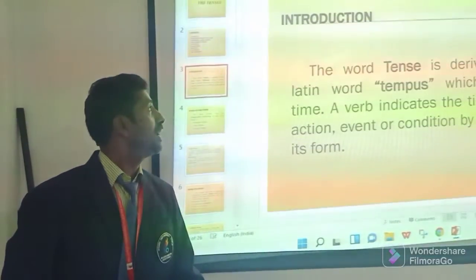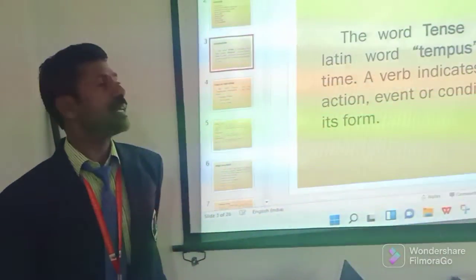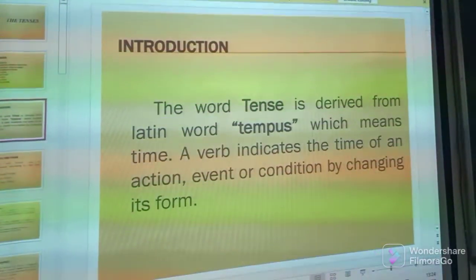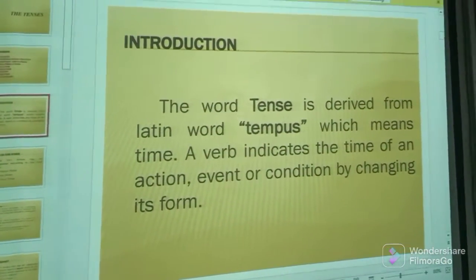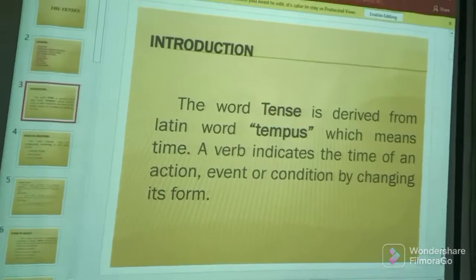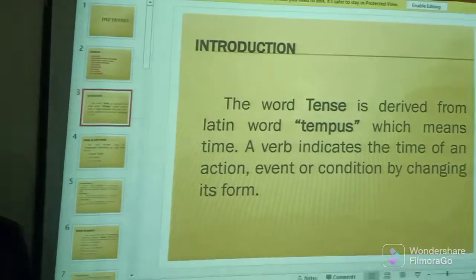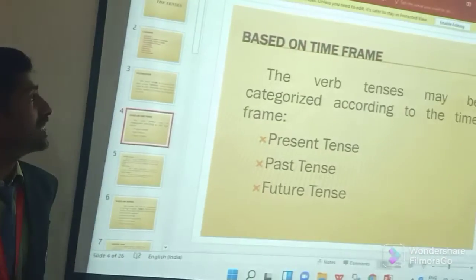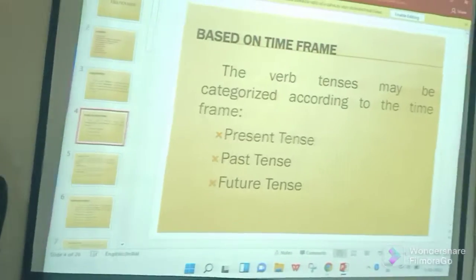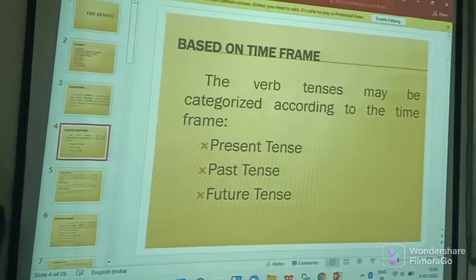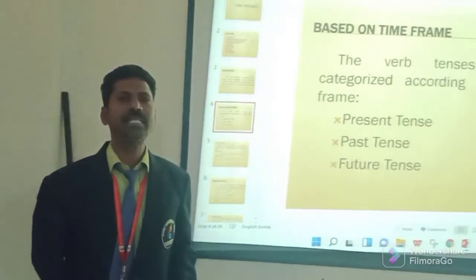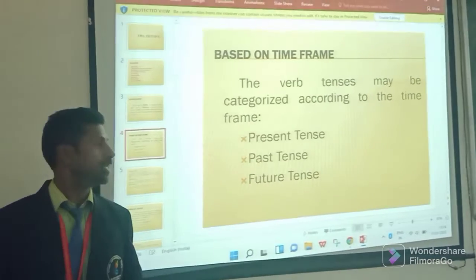Next, coming to the introduction, what is tense? The word tense is derived from the Latin word tempus, which means time. A verb indicates the time of an action, event, or condition by changing its form. Based on time frame, verb tenses may be categorized as present tense, past tense, and future tense.